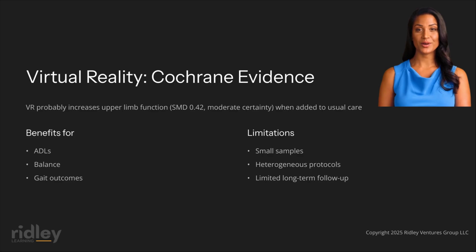that virtual reality probably increases upper limb function when added to usual care, with a standardized mean difference of 0.42 and moderate certainty evidence, as well as activities of daily living when used as an adjunct to usual care. The review also identified benefits for balance and gait outcomes, while noting important limitations in the evidence base, including small sample sizes, heterogeneous intervention protocols, and limited long-term follow-up.